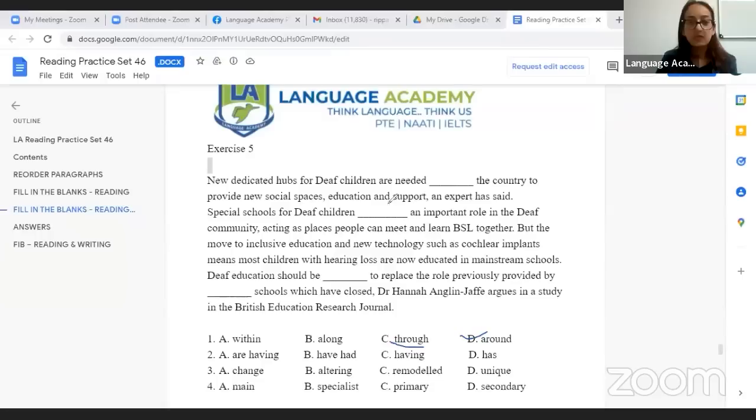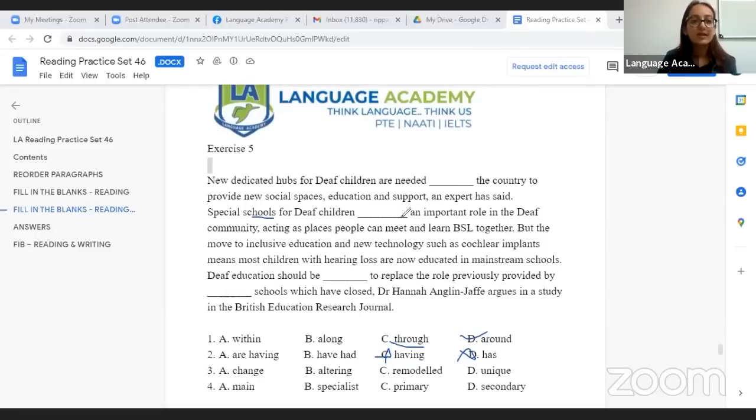The second one says special schools for deaf children dash an important role in the deaf community, acting as places people can meet and learn together. So because schools is plural, we cannot use has, and also we cannot use having without any helping verb. Schools are having, schools will be having.